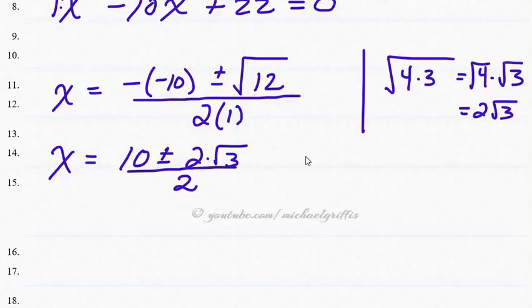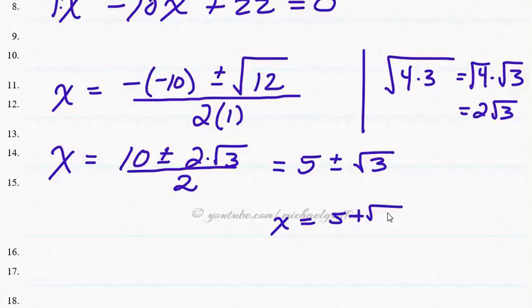Okay, but this can actually be rewritten and broken down. 2 goes into 10 5 times. 2 goes into 2 1 time. And so now we're left with 5 plus or minus the square root of 3. So our two solutions are x is equal to 5 plus the square root of 3, and x is equal to 5 minus the square root of 3. Okay, pretty simple.